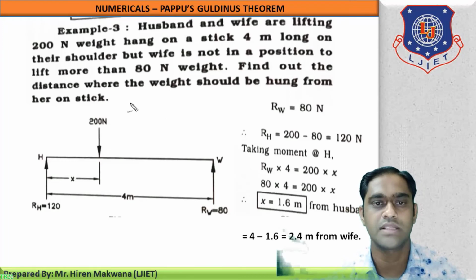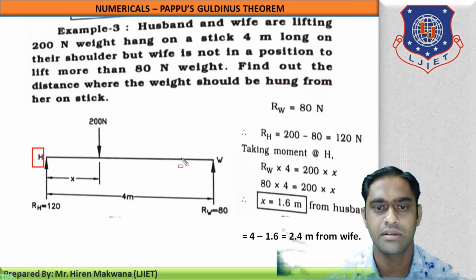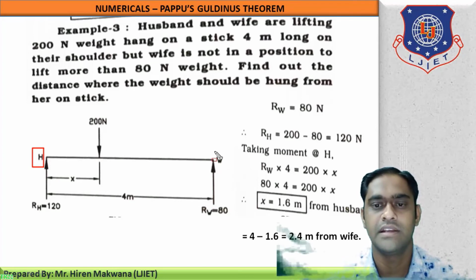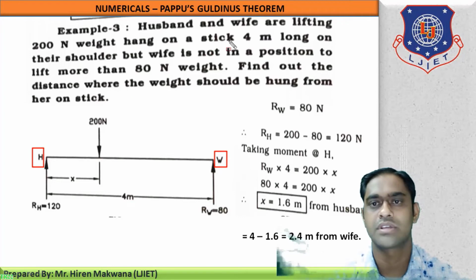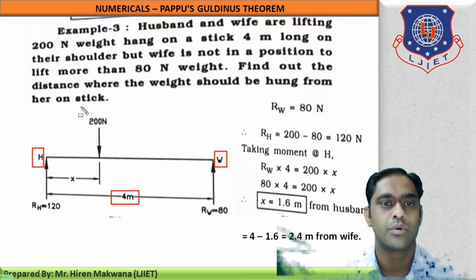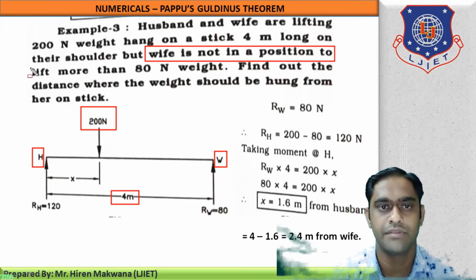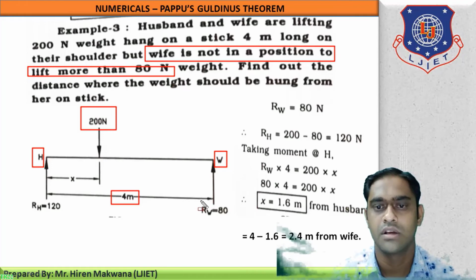Okay, here you can see what is given in the data. Example 3. Husband and wife are lifting a 200 Newton weight. Okay, so on the left side, the husband is standing on the stick. On the right side, the wife is standing on a stick 4 meter long. So the total length of the stick is 4 meter. 200 Newton is the weight which is to be lifted on their shoulders. But the wife is not in a position to lift more than 80 Newton weight. So the reaction of the wife is already given as 80 Newton. It will not take more than this.